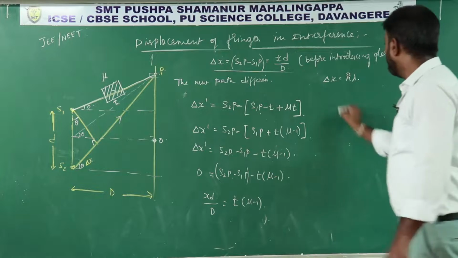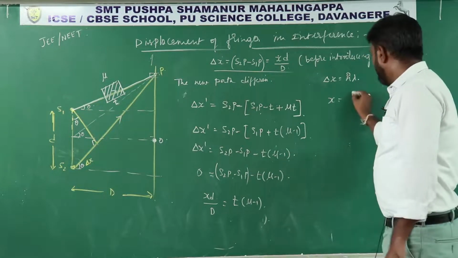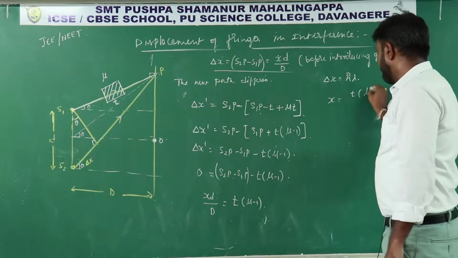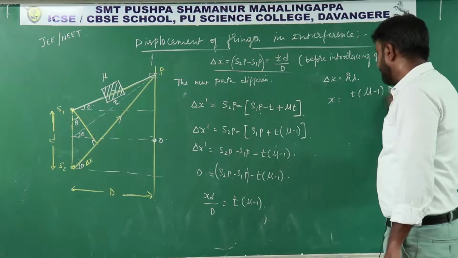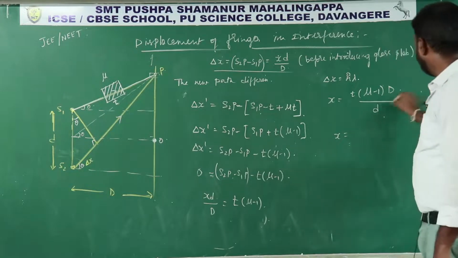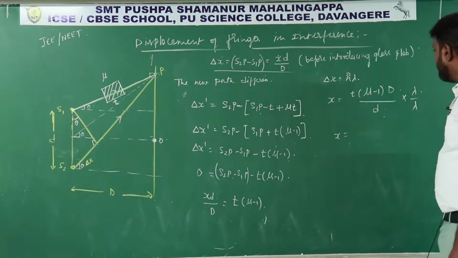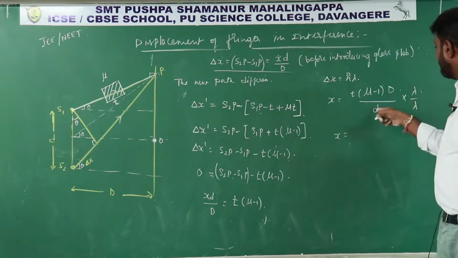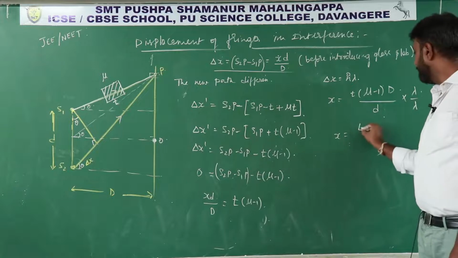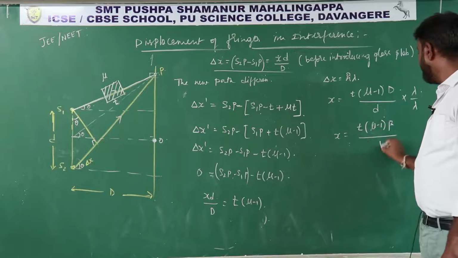And what is the value of x? The x value is equal to t of mu minus 1 into capital D divided by small d. This is the final expression. If you want, you can multiply and divide it by lambda. Then lambda capital D by d is beta, so x equals t into mu minus 1 into beta by lambda.